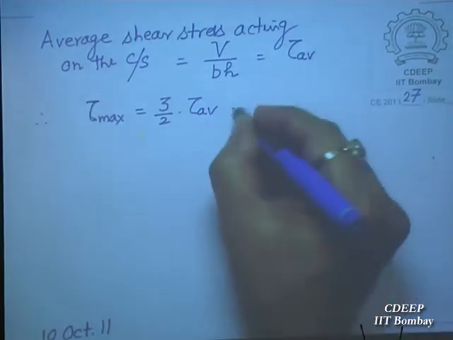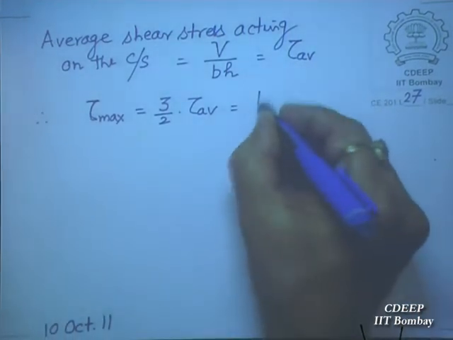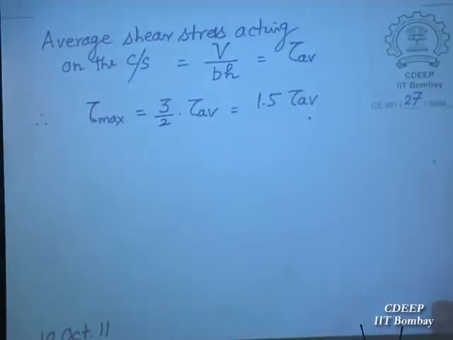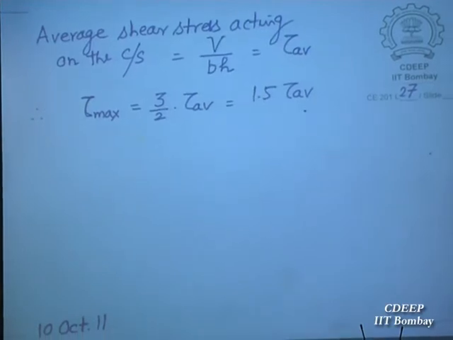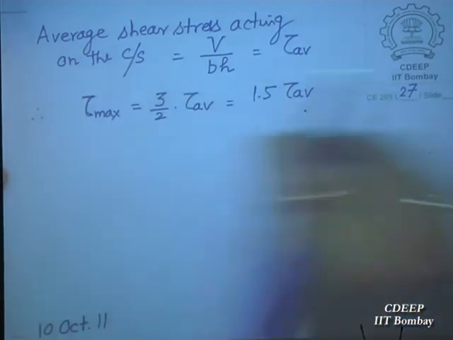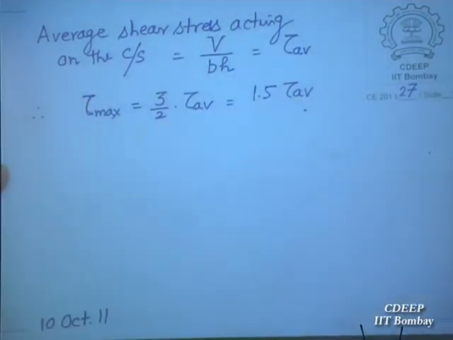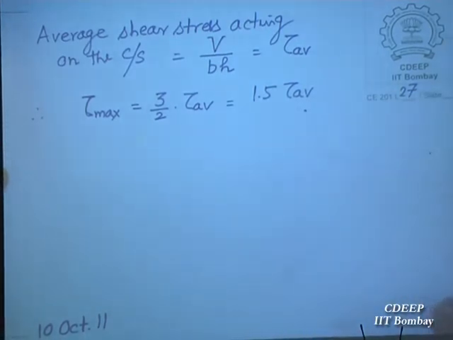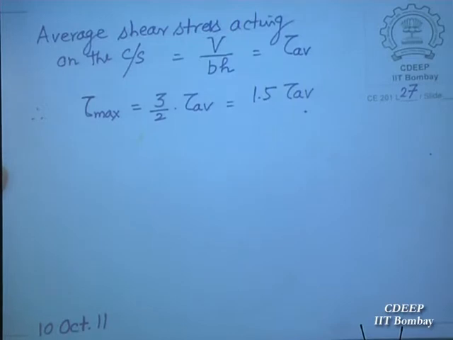So 1.5 times tau average. So we got a simple relation. If you take variation of shear, actually shear stress does not remain constant over the cross section. It varies parabolically through the depth. Widthwise it will remain the same. In the B direction there is no variation, it is constant. Only through depth H it is varying. So the maximum shear stress is 1.5 times the average.